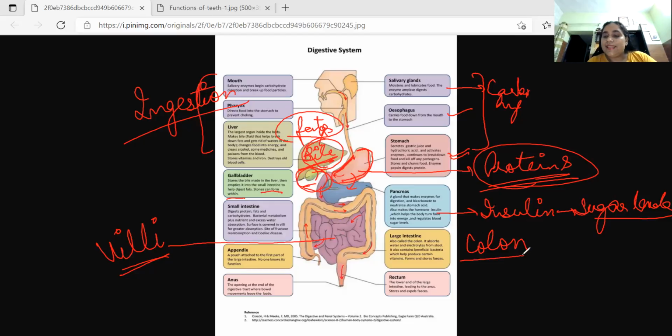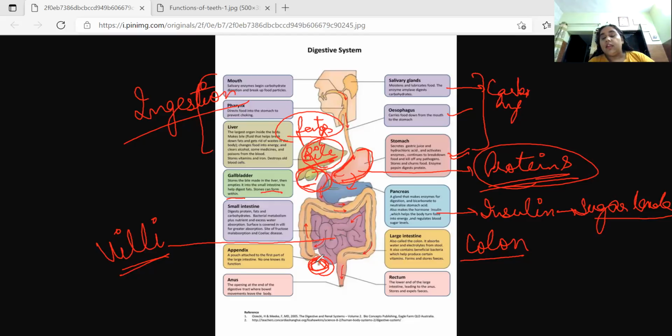Okay, and whatever is left is the solid waste product, and it is thrown out through the rectum. And there is some pouch, this is called as what? The appendix to the small intestine. It is a pouch which is attached to the first part of the large intestine, and till now nobody knows its function. And then there are the anus and rectum, and the waste materials are thrown out from the body.